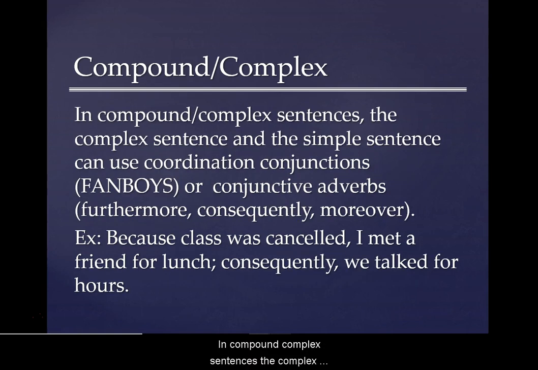In compound complex sentences, the complex sentence and the simple sentence can use coordinating conjunctions or conjunctive adverbs. Example: because class was canceled, comma, I met a friend for lunch, semicolon. Consequently, we talked for hours. You'll notice that the semicolon was added where the comma used to be. The conjunctive adverb consequently has been added, and the simple sentence is added to that.